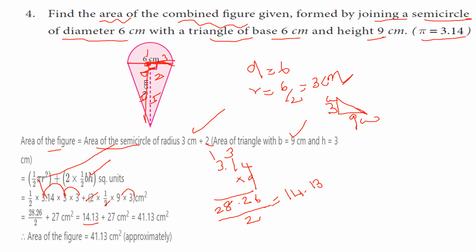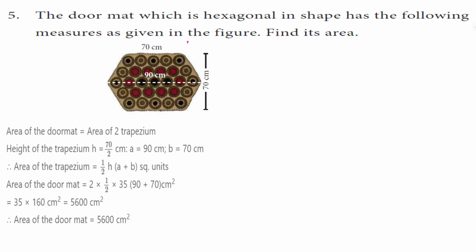14.13 plus 27. Add it. 3, 1, 7 plus 4, 11, 1, 2 plus 1 plus 1, 4. So 41.13 centimeter square. That is the area of the figure. This is approximately only. The next sum.